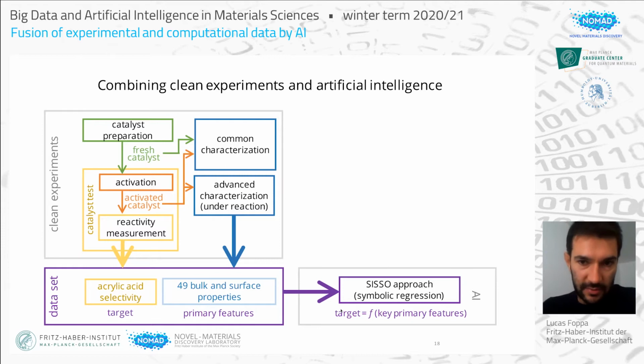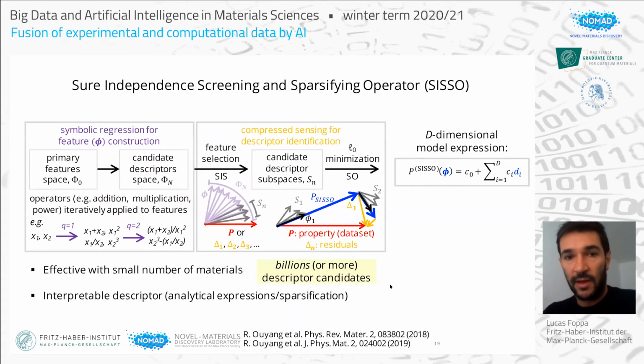You heard already about this SISSO approach, and I will just give a very short recap. What we are doing here is the following. SISSO has 2 components. The first one is the symbolic regression based feature construction. In this step of the algorithm, we combine the primary features, those properties that we measure from the catalyst, according to mathematical operators, for instance, addition, multiplication, power, etc. We do this iteratively and systematically.